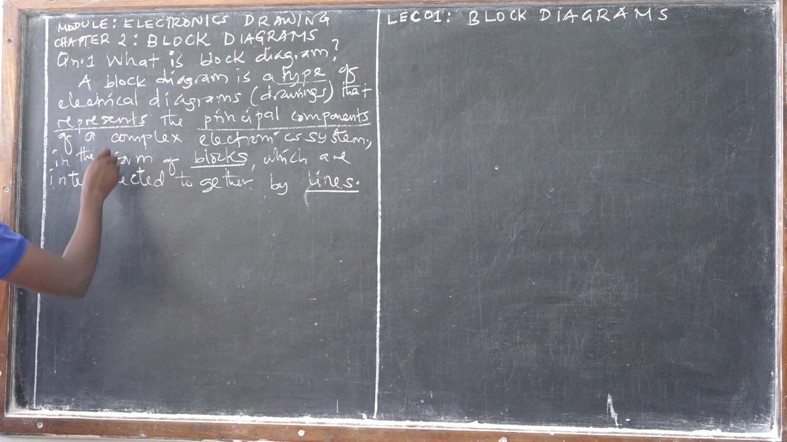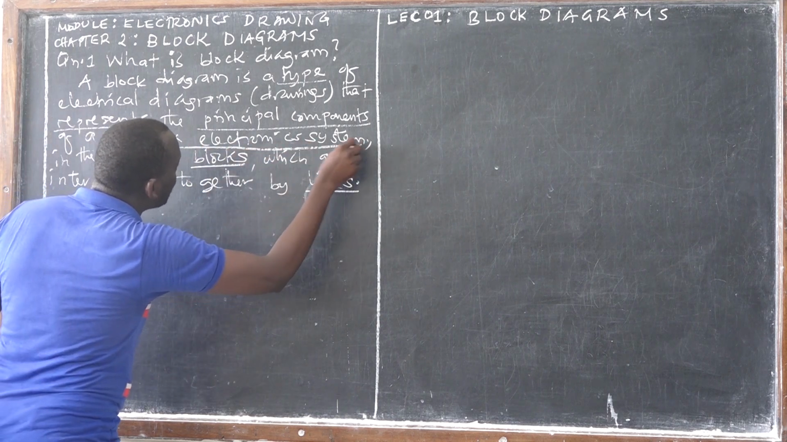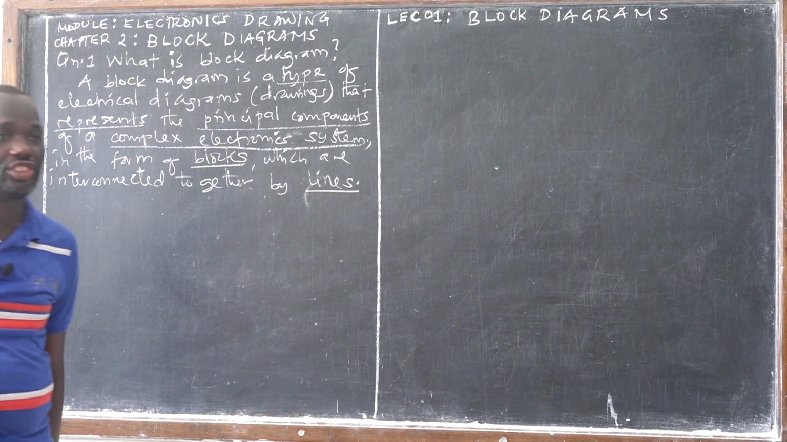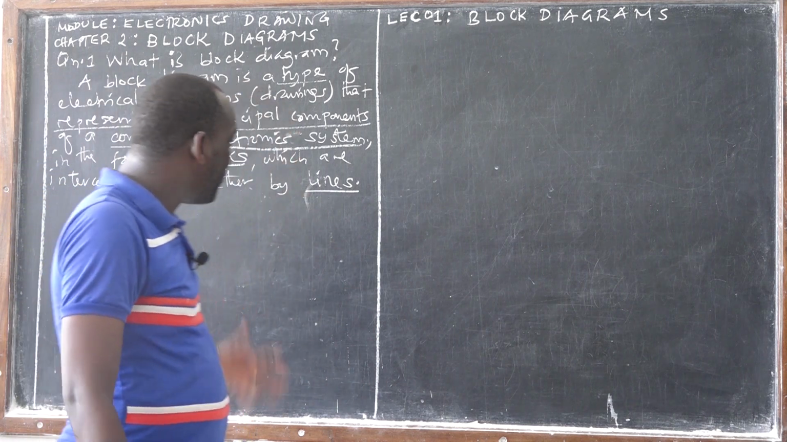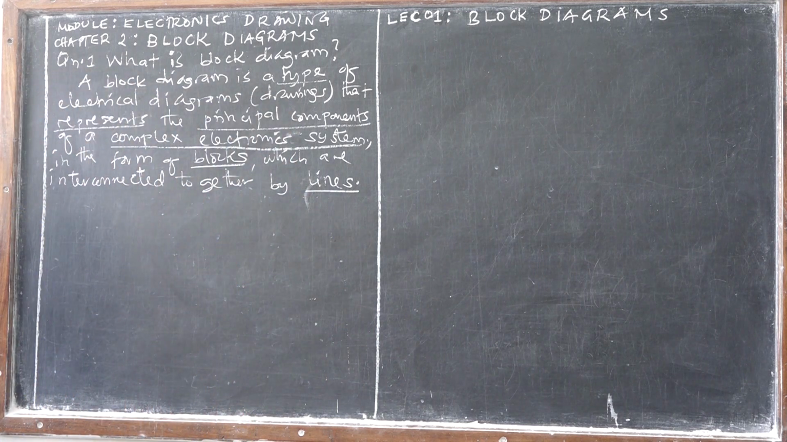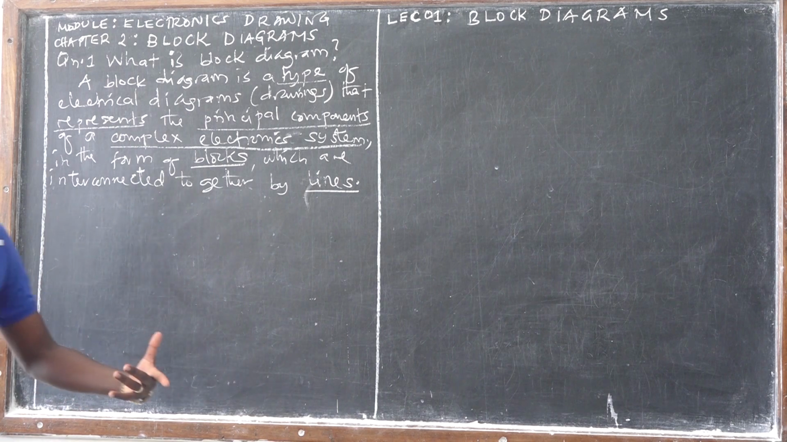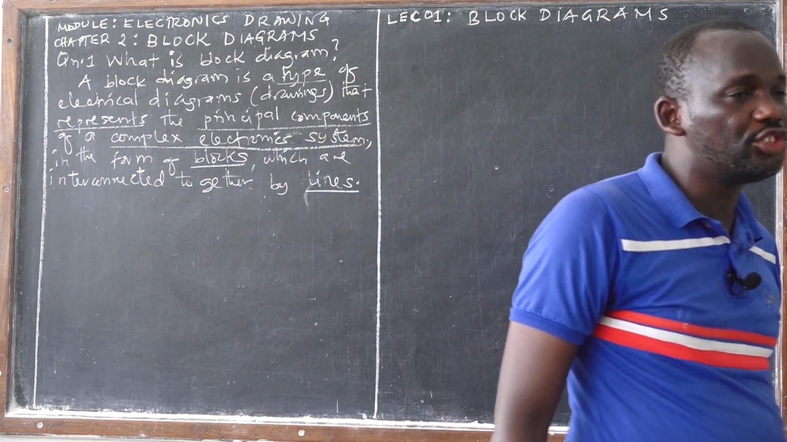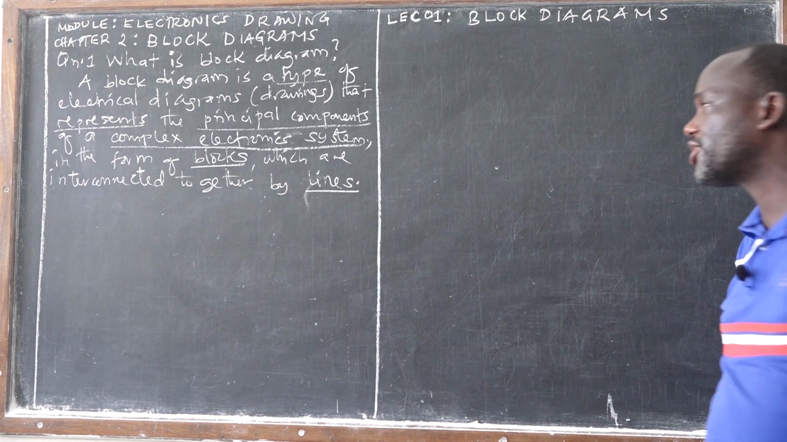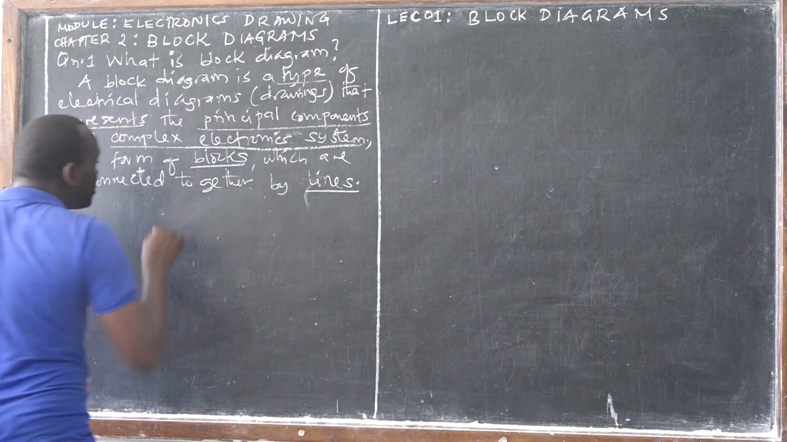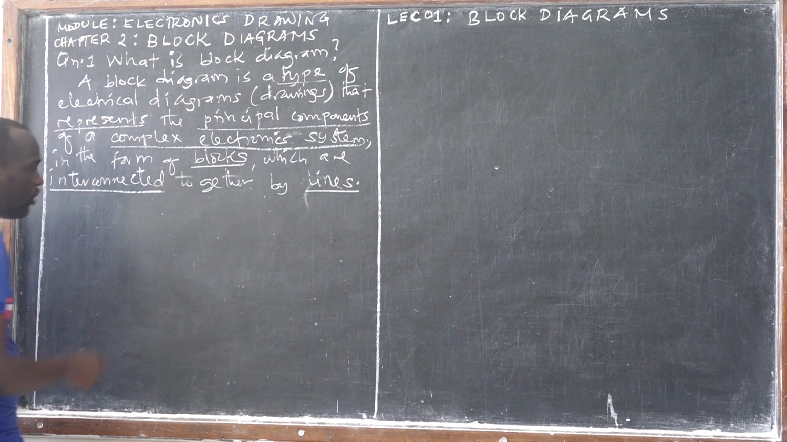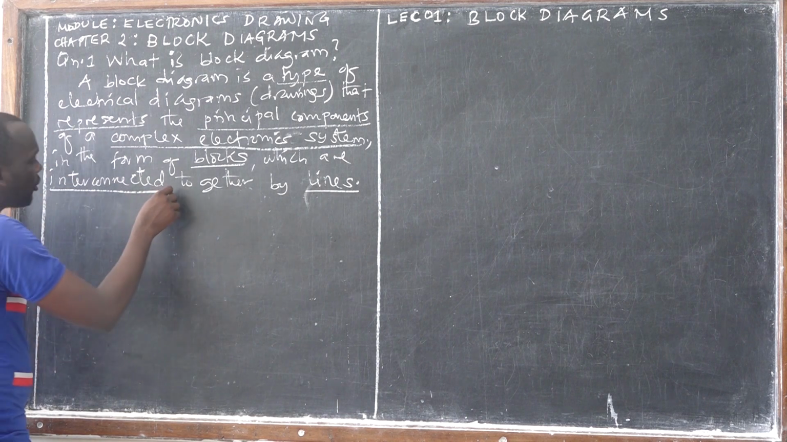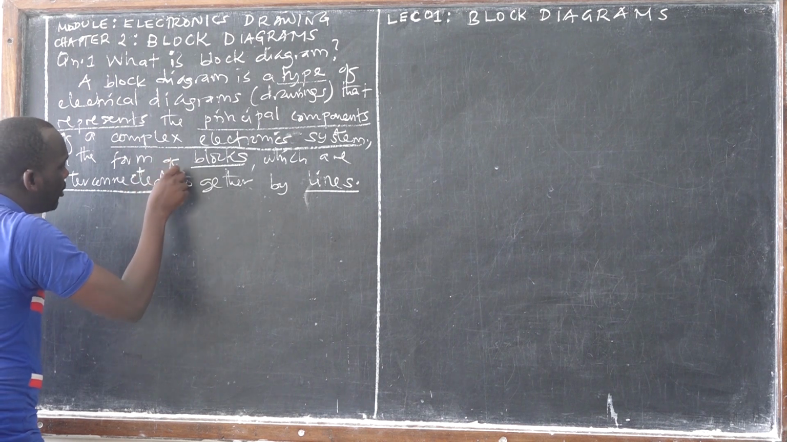Of a complex electronic system. A block diagram may represent either a simple electronic system, a moderate electronic system, or a complex electronic system. How do we represent those by using block diagrams? Well, we are going to use just the blocks. Say blocks. And these blocks are interconnected logically together by lines. Say logically. You don't connect them the way you wish, but logically.